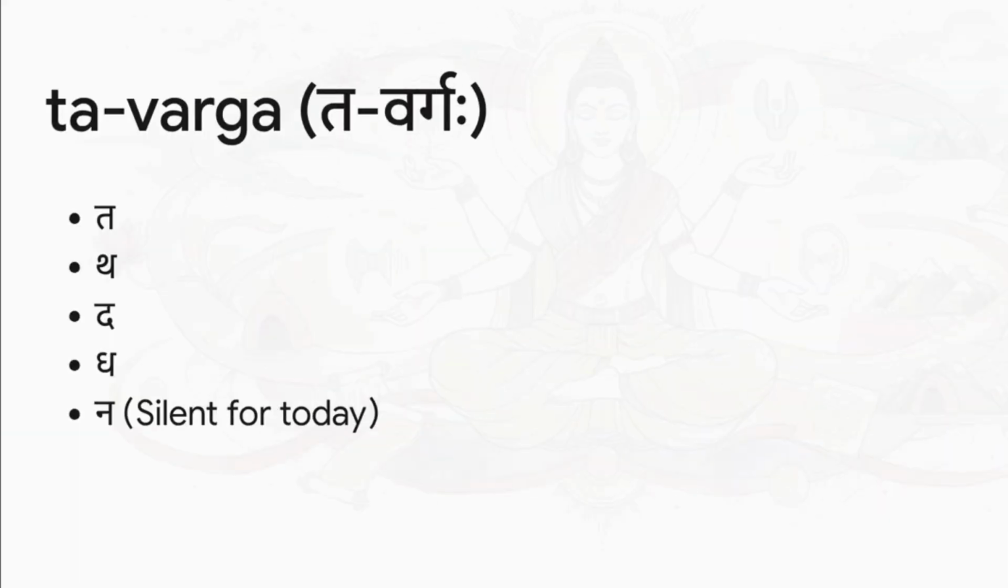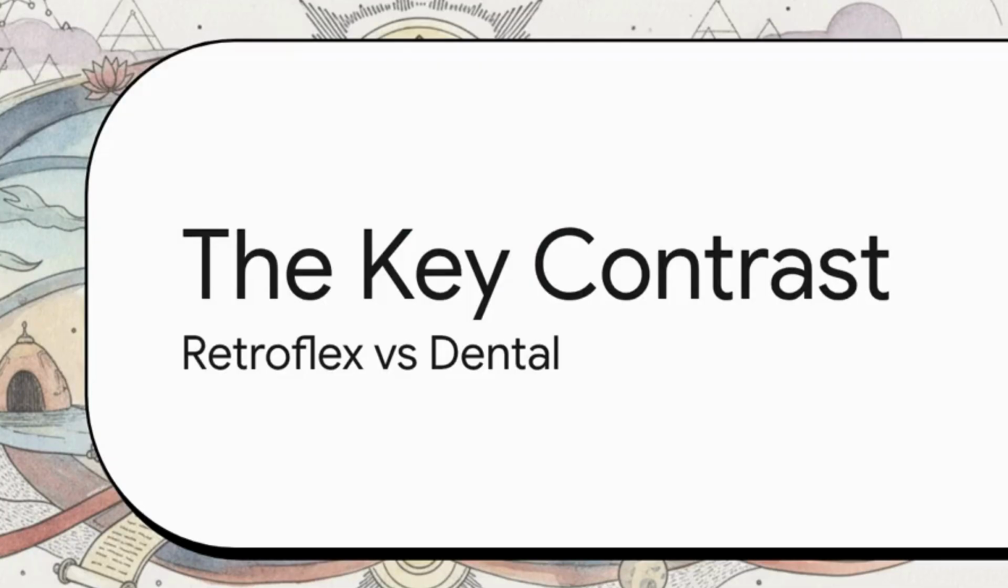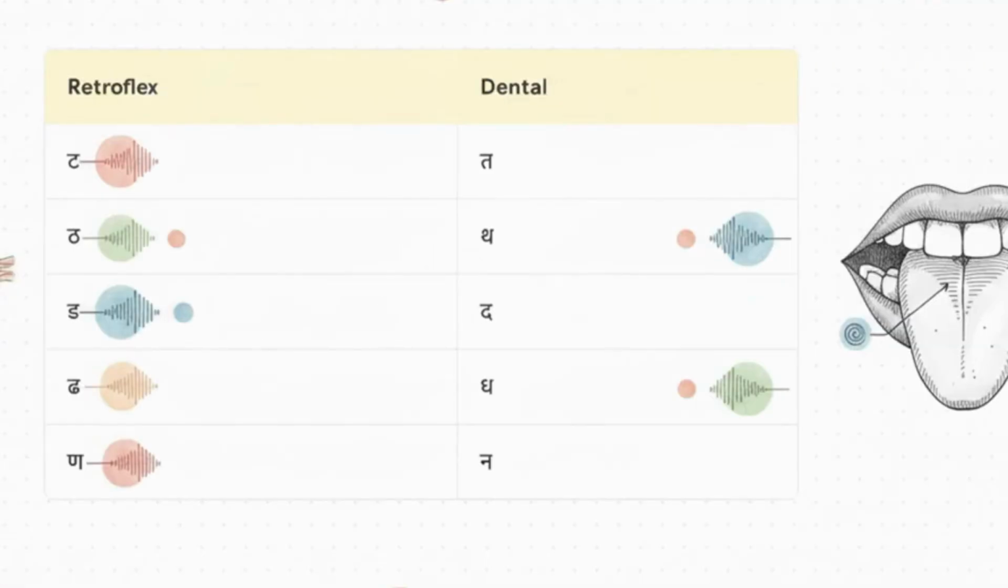Wonderful. Now let's read all 4 sounds of tavargaha together. Ta, tha, da, dha. One more time. Ta, tha, da, dha. Now comes an important point.